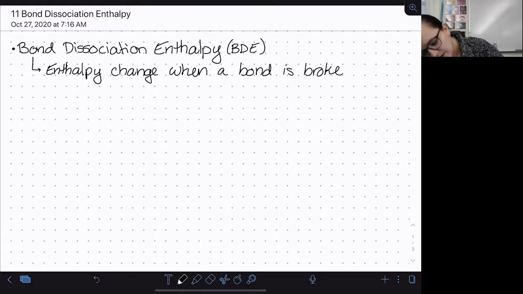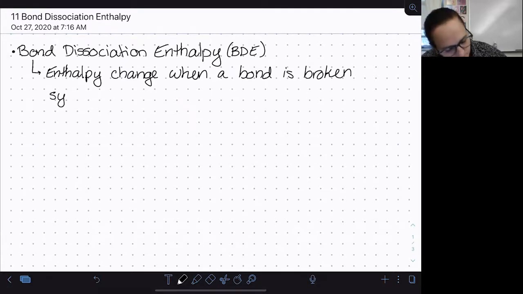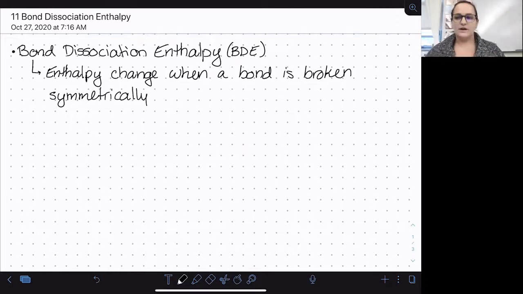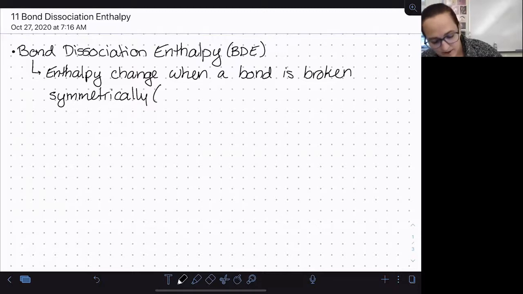So what I mean by that is that if we're talking mostly about covalent bonds here, a covalent bond is a pair of shared electrons. If the bond is broken symmetrically, one electron goes to each atom. If a bond is broken asymmetrically, both electrons go to one atom and the other one gets none. So bond dissociation enthalpy is specifically talking about symmetrically breaking a bond. How much energy does that take? Meaning that one electron goes to each atom.